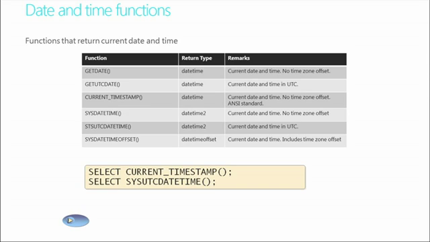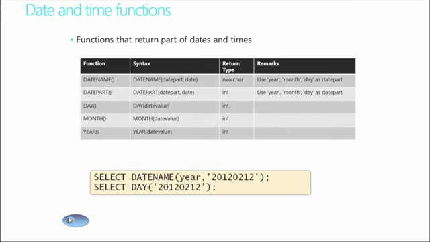Some functions that we can grab: GETDATE, which grabs the current date and time. There's no time zone offset for that. We do CURRENT_TIMESTAMP, which does the current date and time. SYSDATETIME grabs the current date and time. And then we have SYSDATETIMEOFFSET. This does include the time zone offset. And you can use just a simple SELECT CURRENT_TIMESTAMP, and it'll return that information for us.